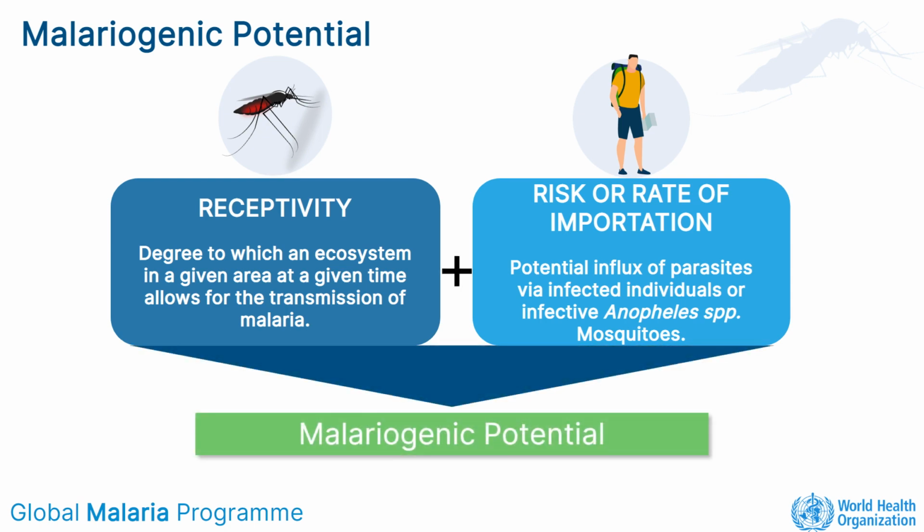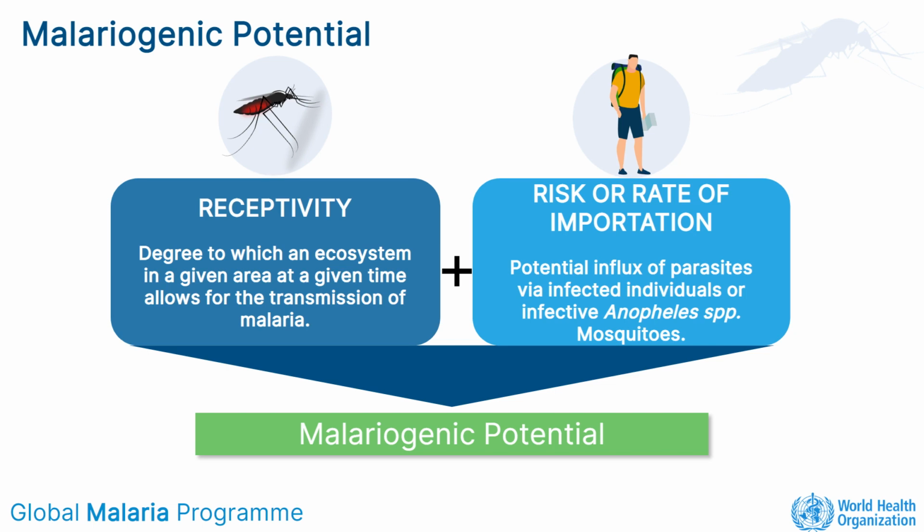Malariogenic potential is the combination of these 2 factors. An area with no malaria mosquito vectors has no malariogenic potential, even if a busload of malaria-infected people move into the area. And similarly, a malaria-free area with a large population of efficient malaria vectors has no malariogenic potential if there are no parasites to be found.